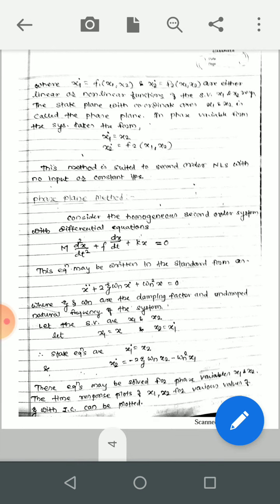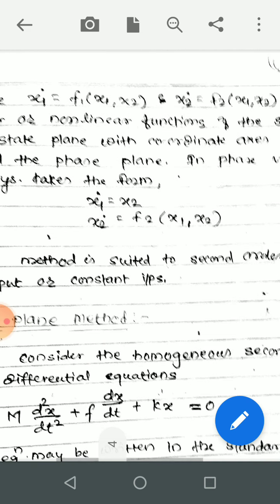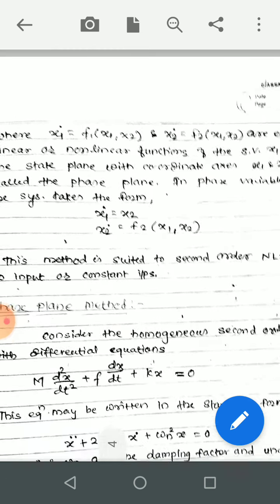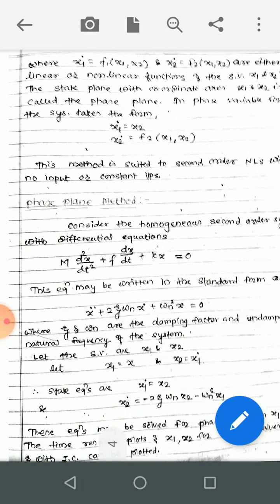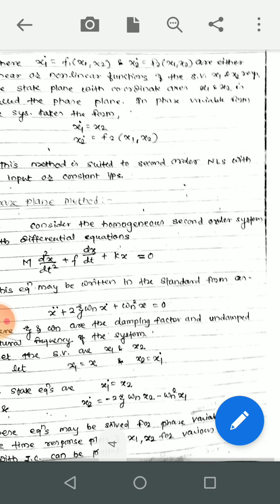The two state equations are x1 dot equal to f1 of x1 x2, that is, x1 dot is a function of x1 and x2, and x2 dot equal to f2 of x1 x2, where f1 of x1 x2 and f2 of x1 x2 are either linear or nonlinear functions of the state variables x1 and x2 respectively. The state plane with coordinate axes x1 and x2 is called the phase plane.